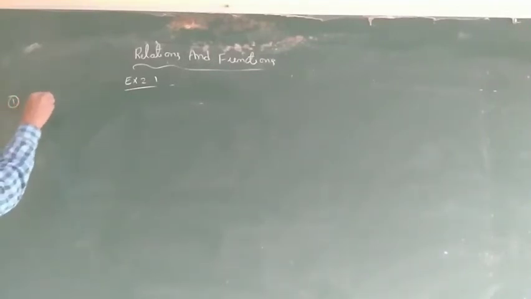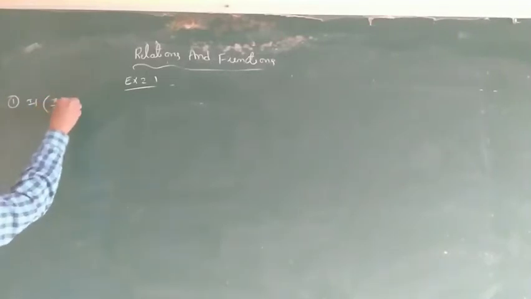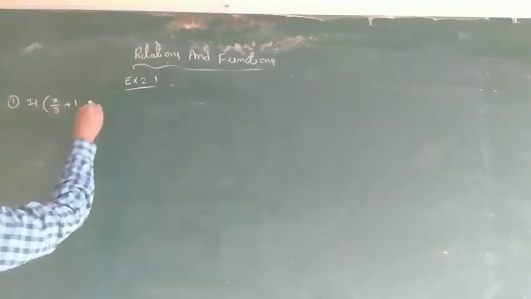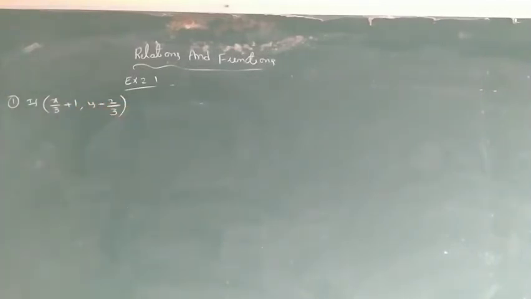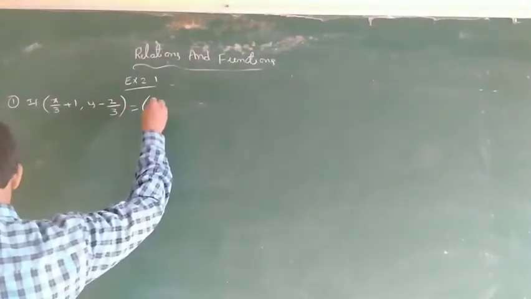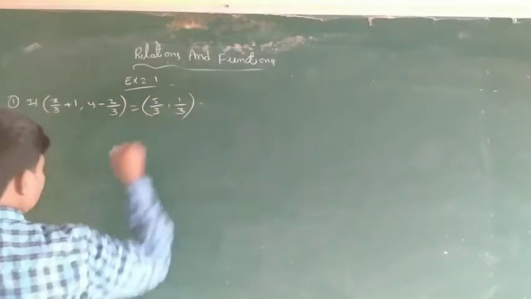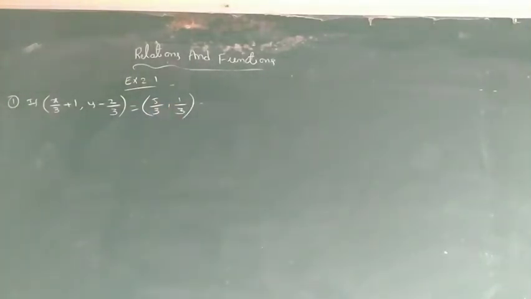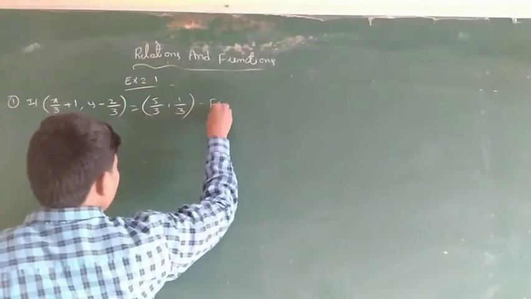If (x/3 + 1, y - 2/3) = (5/3, 1/3), find the values of x and y.